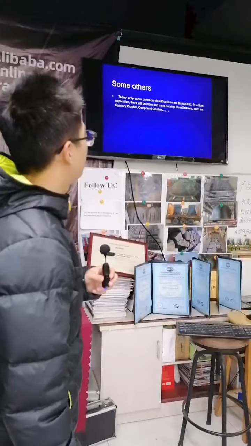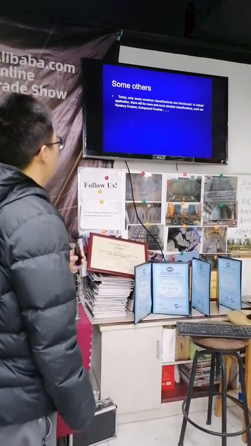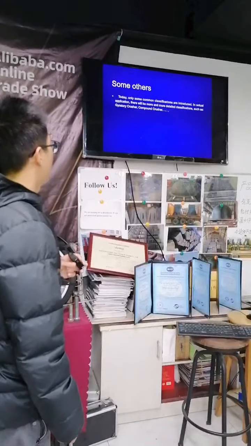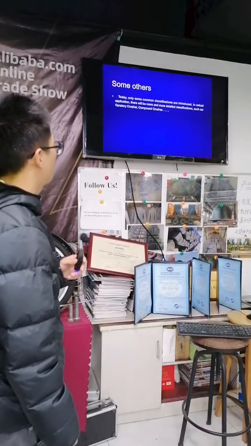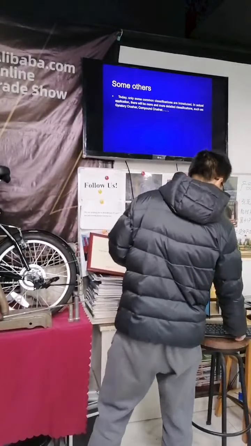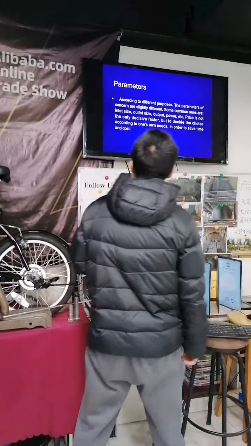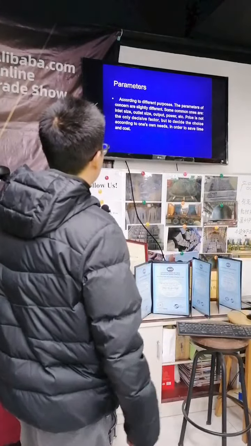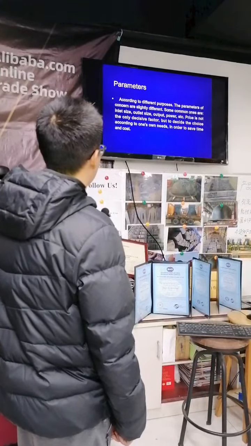Today, only some common classifications are introduced. In actual application, there will be more and more detailed classifications, such as gyratory crusher, compound crusher. And according to different purposes, the parameters of concern are slightly different.